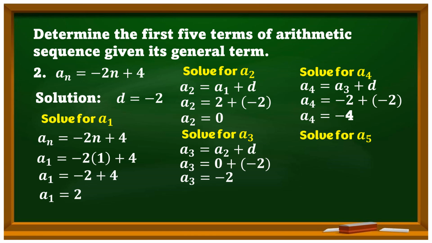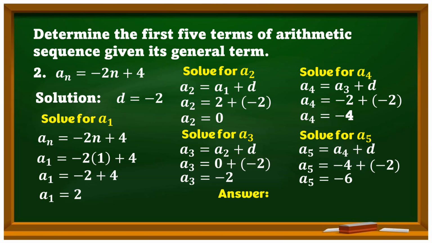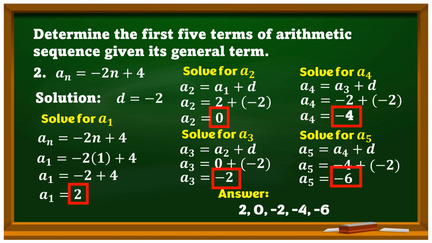And for the fifth term, which is a sub 5, is equal to a sub 4 plus d. The value of a sub 4 is negative 4 and the value of d is negative 2. So we have a sub 5 is equal to negative 4 plus negative 2. We have negative 6. So the fifth term is negative 6. And for the answer, the first 5 terms of the arithmetic sequence a sub n equals negative 2n plus 4 are 2, 0, negative 2, negative 4, and negative 6.